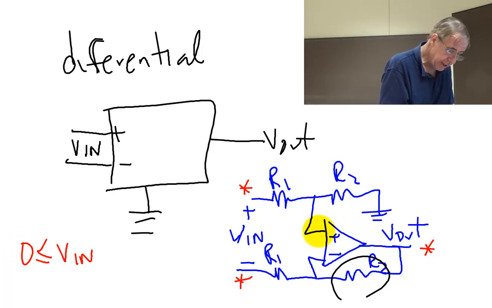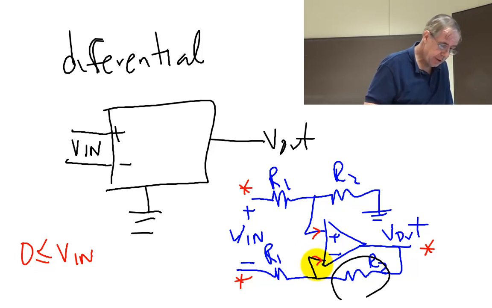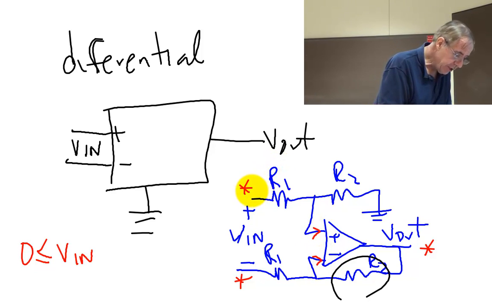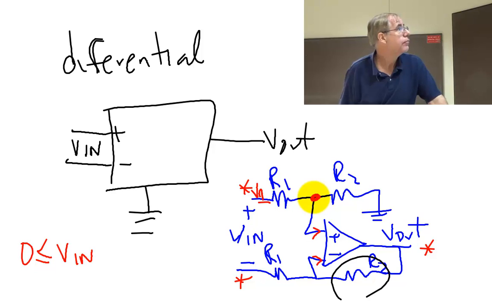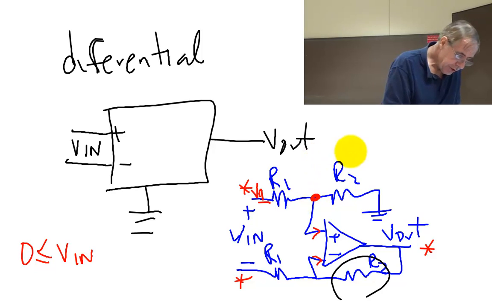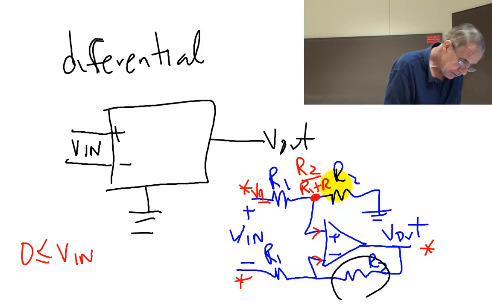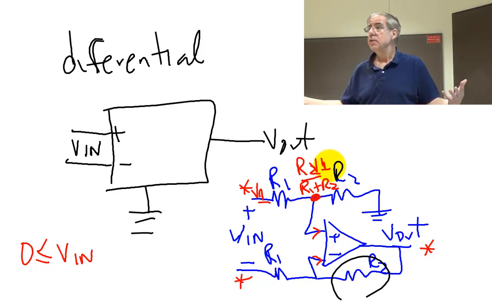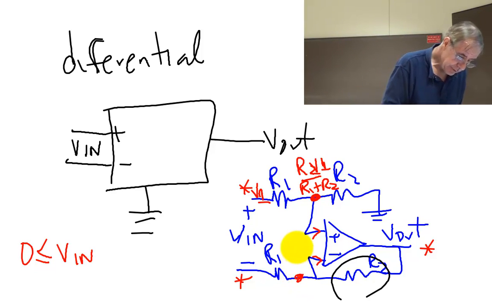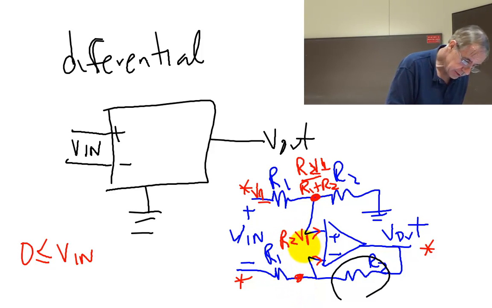No current into here. So if I call this guy V1, what voltage is right here? What voltage is right there? You see that? R2 over R1 plus R2 times V1. And the rule says that's equal to this. So this voltage here is also R2 V1 over R1 plus R2.